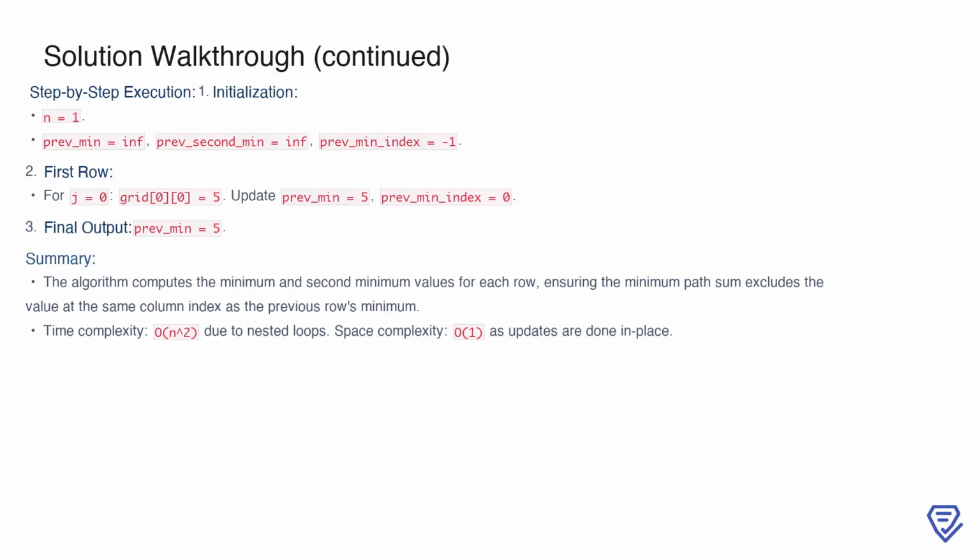To summarize, this algorithm maintains the minimum and second minimum values for each row while ensuring the current row's minimum path sum avoids the column of the previous row's minimum. The time complexity is O(n²) because of the nested loops iterating through the rows and columns, while the space complexity is O(1) due to in-place updates. This makes the solution efficient and scalable for larger grids.